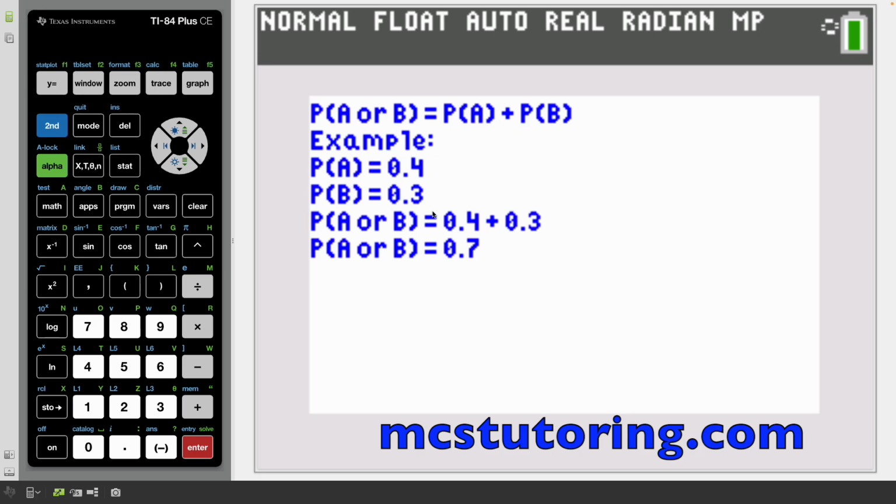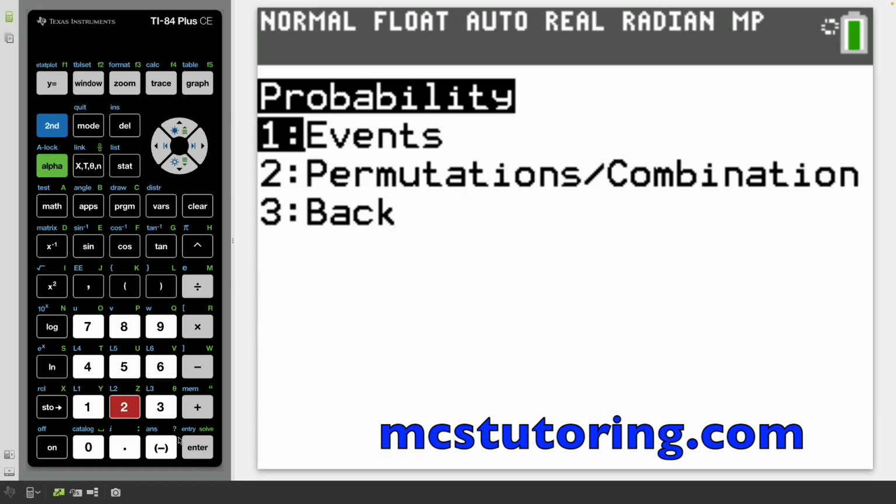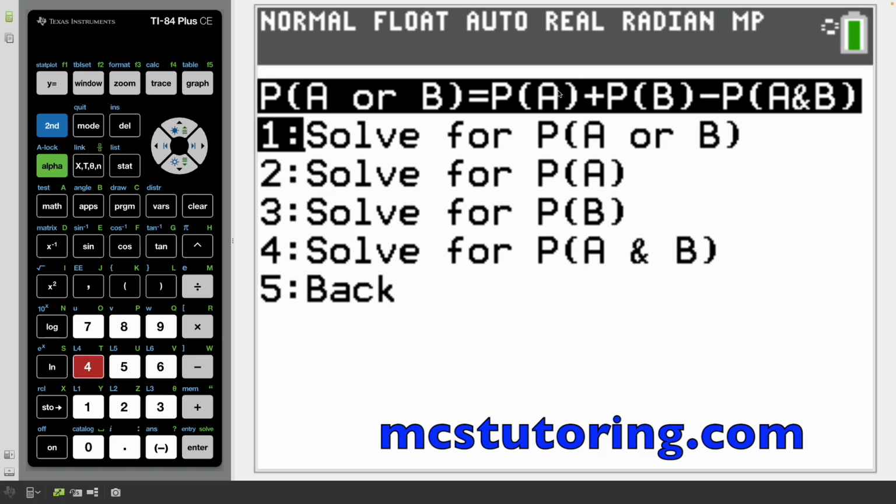There's a more extended example when you talk about this is a mutually exclusive event. That's just assumed there. But let's do probability of events. And non-mutually exclusive, number 4. So probability of A or B is probability of A plus probability of B minus probability of A and B occurring at the same time. So let's do number one.